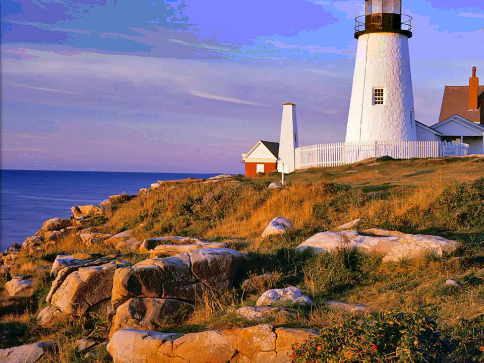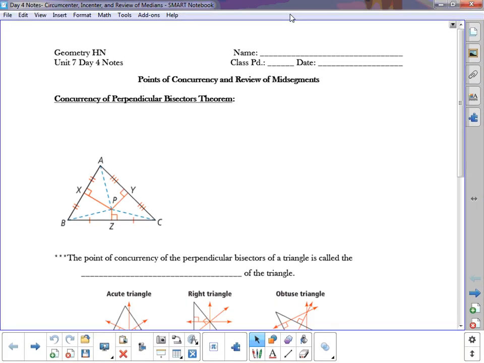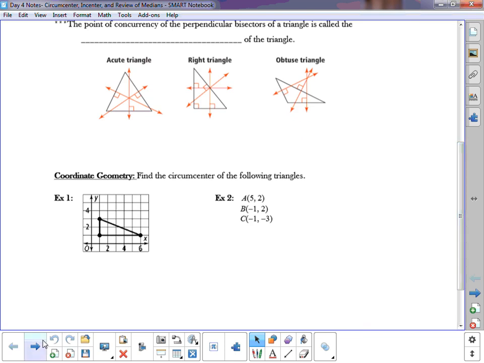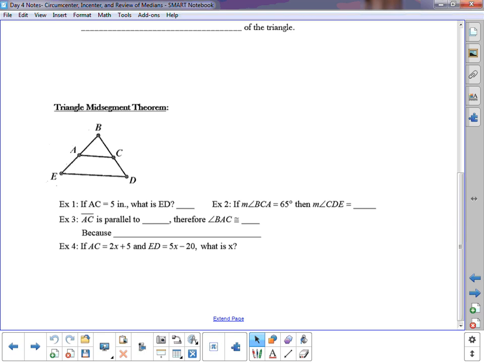What I just passed out to you should look like this. It says points of concurrency and review of mid-segments. Again, we're looking more at what happens when our perpendicular bisectors meet together and what happens when our angle bisectors meet together. Before we do that, though, I want to jump to the end of the notes. I'm going out of order here. Go ahead and go to the triangle mid-segment theorem. We've already learned this in a previous unit, but it is coming back into this unit, so I want to make sure that we remember this from before.